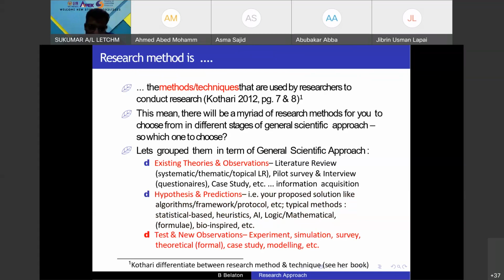Test and new observation. Once you have this, you can experiment again with a new environment. You want to test your result. So from there, you can also do simulation. Okay, you can have a different style of how you're going to carry out, depending on your research.